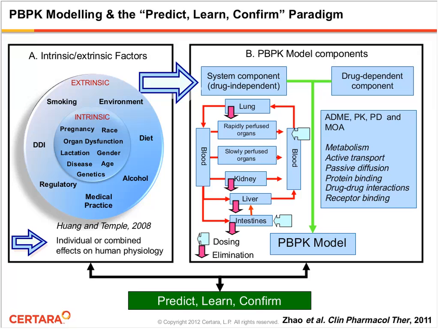So why are we interested in PBPK modeling? If you have a look at this diagram here, on the left-hand side we've got the PBPK model components that consist of the system components, and on the right-hand side we have the drug-dependent components. What we're really interested in is looking at the intrinsic and extrinsic factors and how they can affect the system components, such as the blood flows, the different organ flows and enzymes within the individual organs. By doing that, we can see how these different intrinsic and extrinsic factors affect the system components, which then changes the PK or PD of the drug. And that is really why we're very interested in PBPK modeling at the moment.